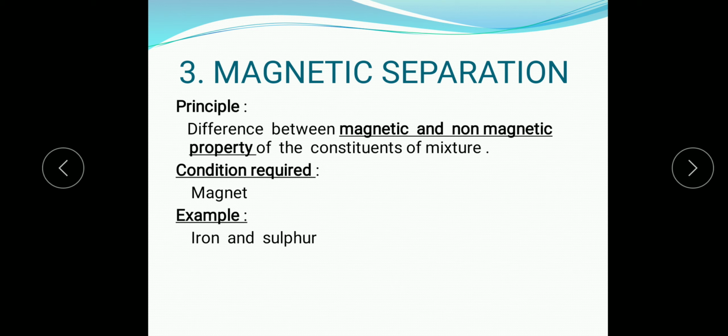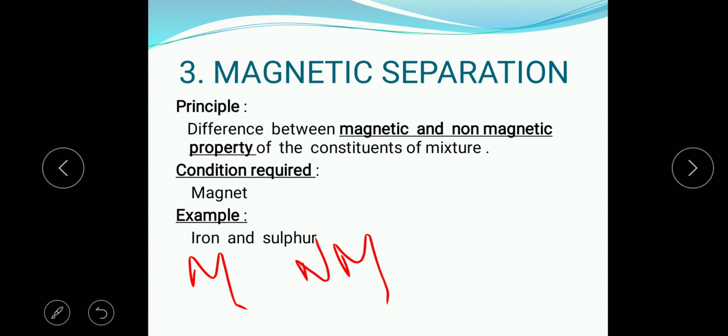Next method of separation is magnetic separation. So what is the principle behind application of this process of separation? So the principle here is that there should be a difference in between the constituents of the mixture, and this difference should be the magnetic and non-magnetic property. So here one of the constituents of the mixture should be magnetic and the other constituent of the mixture should be non-magnetic. Okay, so here this is magnetic and this is non-magnetic.